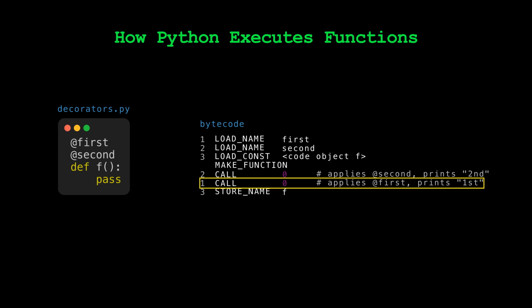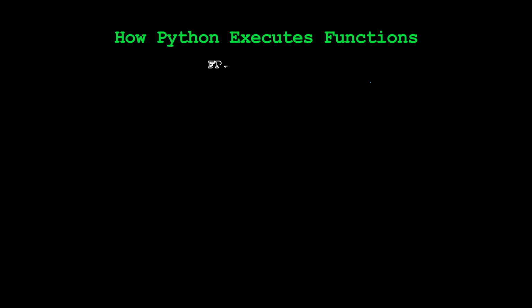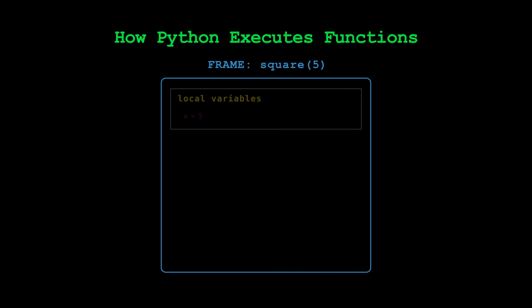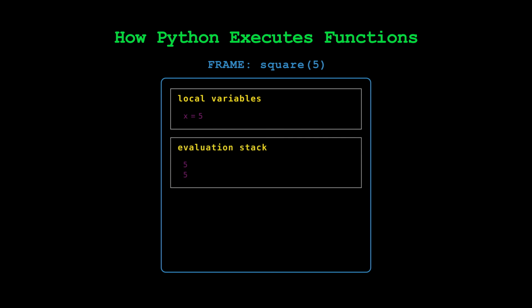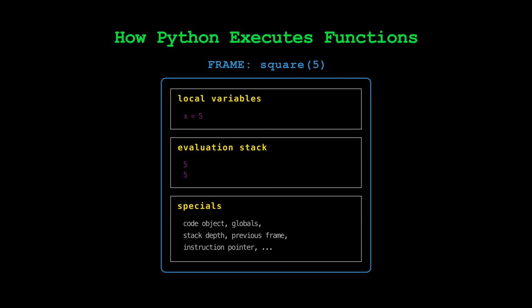Each call to a Python function creates a frame of its own. It has three conceptual sections. First, it has local variables. Second, it has its own evaluation stack, where values are pushed and popped as the bytecode runs. And third, it has specials, the bookkeeping the Python interpreter needs to run the frame. This includes the code object, globals dictionary, stack depth, previous frame, instruction pointer, and so on.